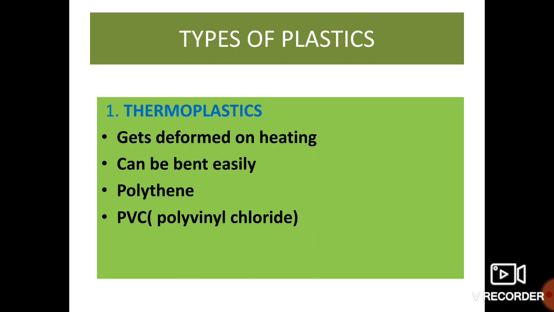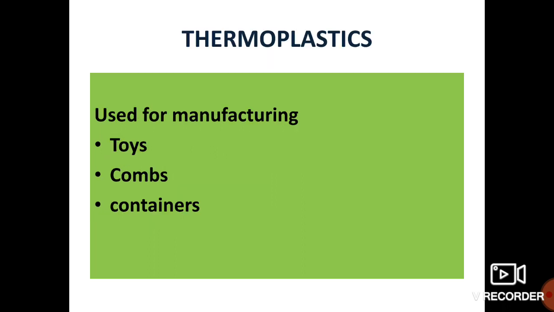The examples of thermoplastics are polythene and PVC. The full form of PVC is polyvinyl chloride. Uses of thermoplastics. Thermoplastics are used for manufacturing toys, combs and different containers.